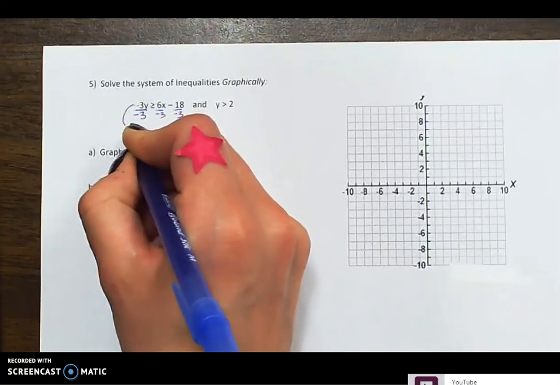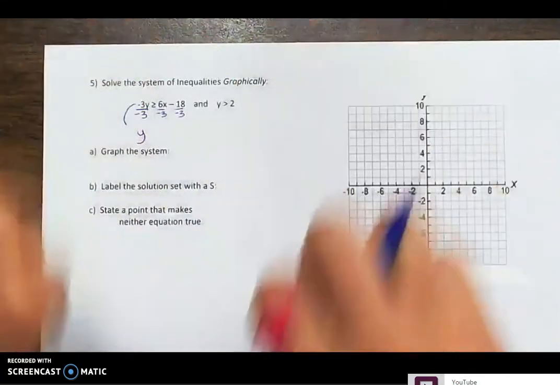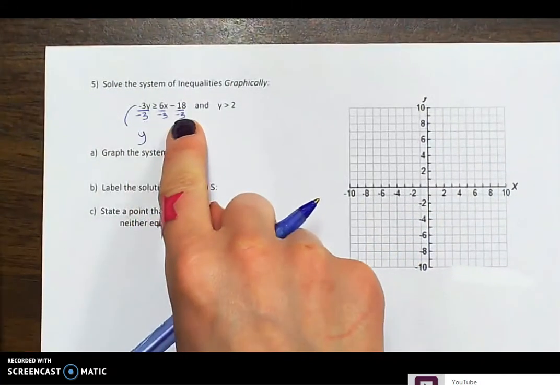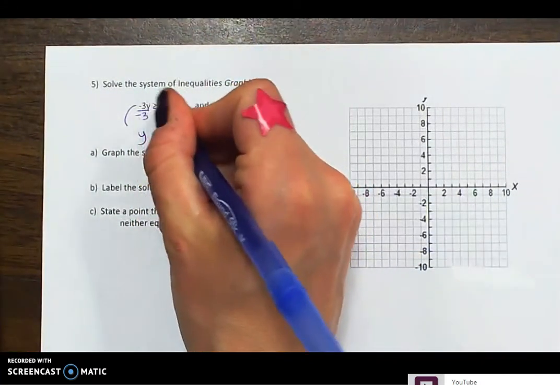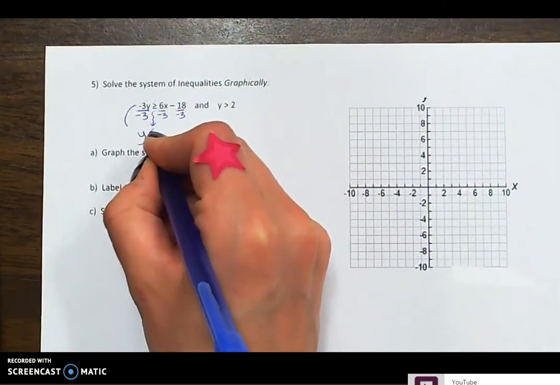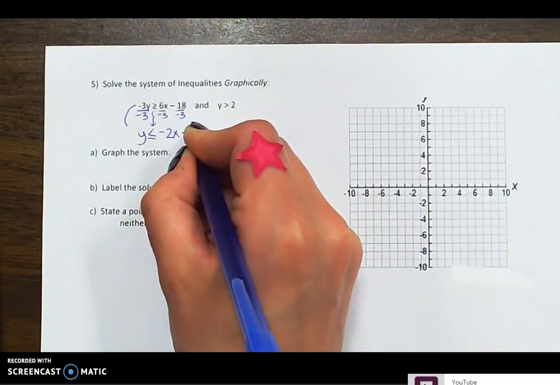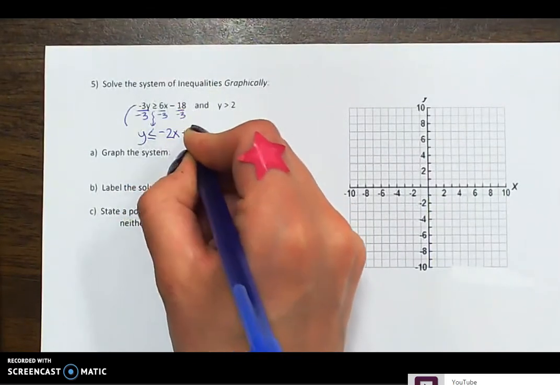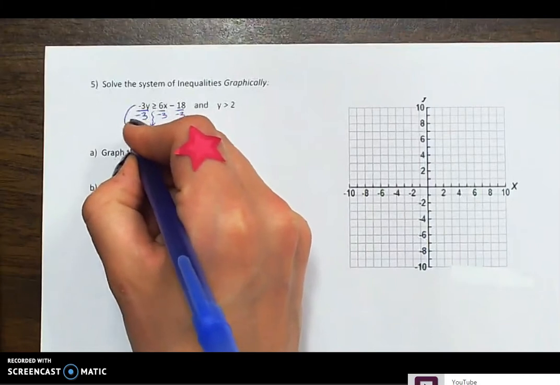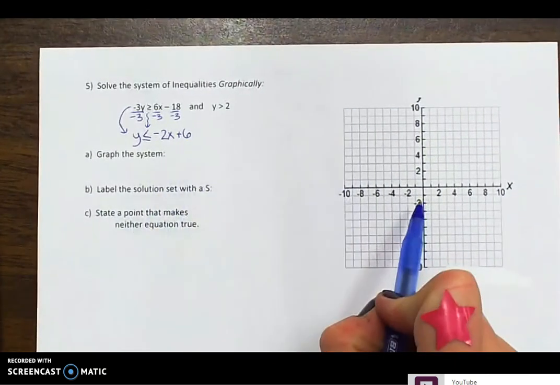All right, so when we do that, we end up with y, but careful, error, error. Once again, we're dividing by negative, so we have to switch this inequality symbol. So now instead of greater than, it's less than or equal to -2x + 6. A negative divided by a negative is a positive. So now we have our equation in standard notation, which is y = mx + b. So let's go ahead and let's graph.